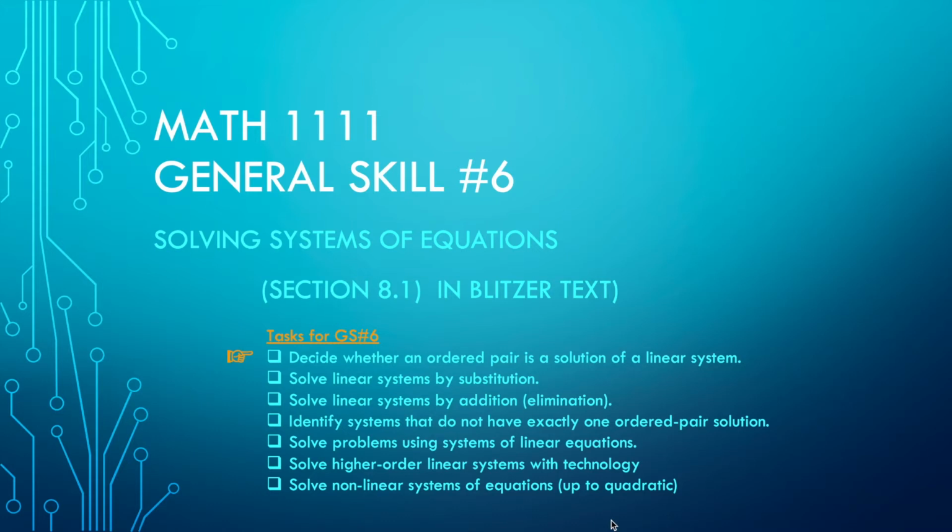This is College Algebra Math 1111, General Skill number 6. And if you're using the Blitzer text, you will find this information in sections 8.1 and 8.2. So we're going to start with an introduction about solving systems of equations, what exactly is a system, and then deciding whether or not an ordered pair is the solution of a linear system. So let's start there.